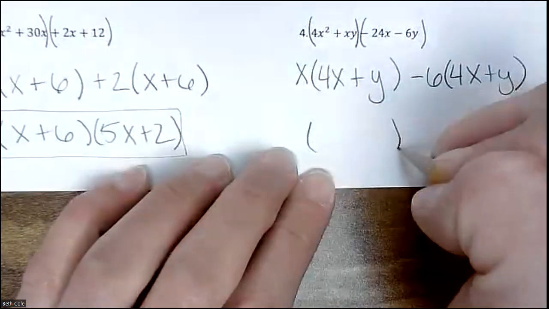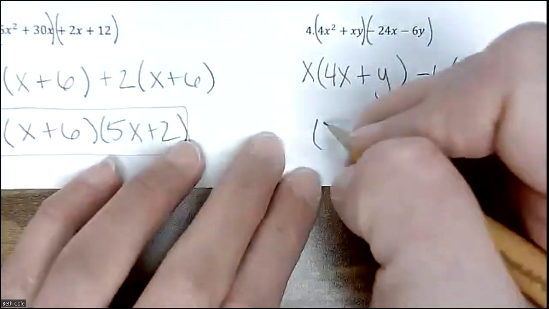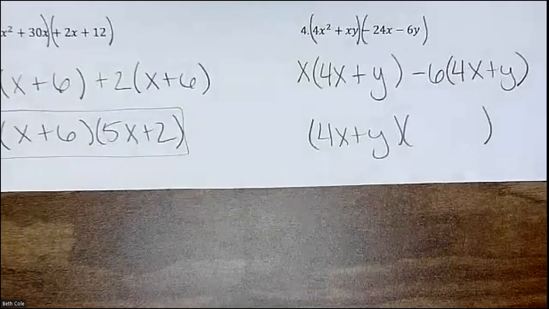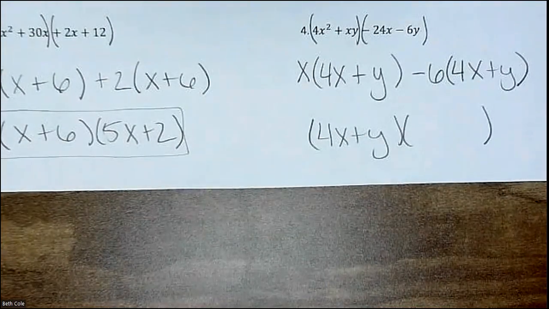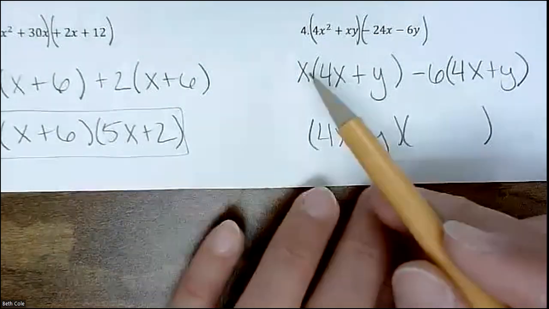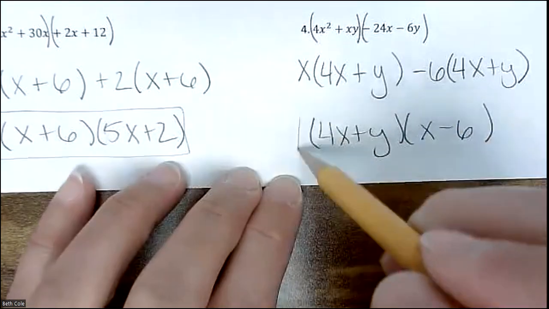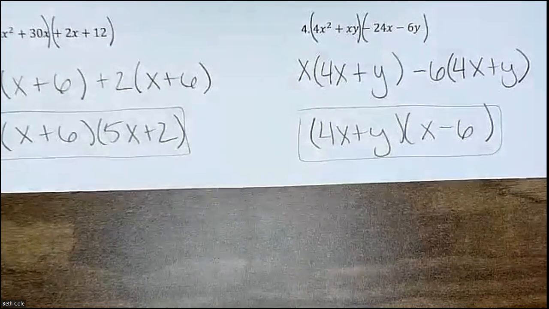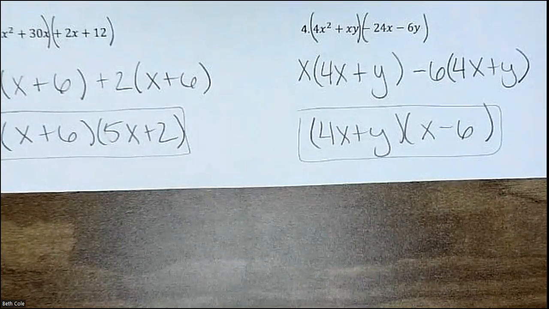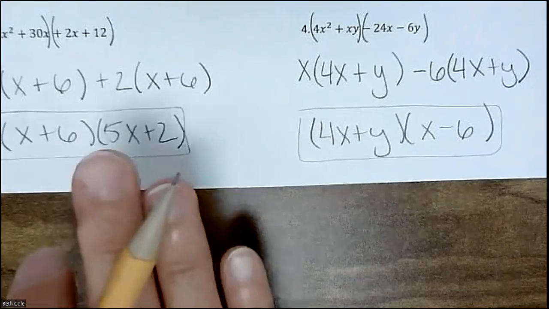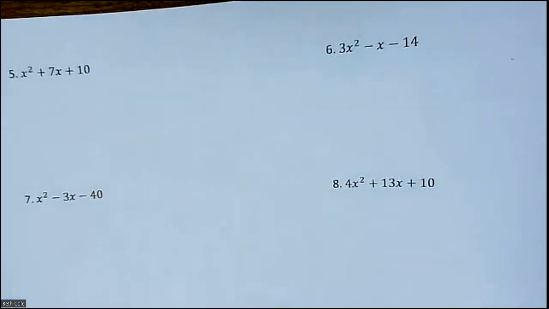And so you draw your 2 parentheses, and the 4X plus Y goes in the first one. What goes in the second one? X minus 6. And that's why it's so important to put whether that's a plus or a minus. All right, so go ahead and flip over and see if there's another grouping one. I kind of think there wasn't. I think those were the only 2, but is there another one that has 4 terms?